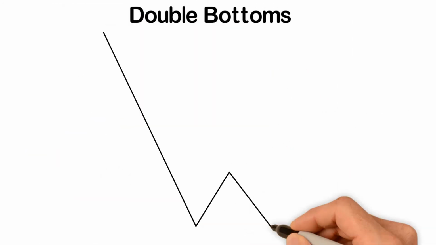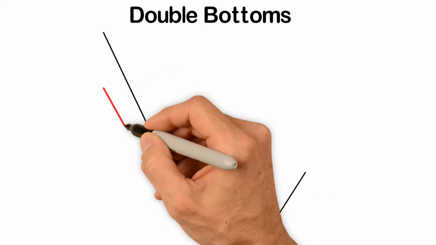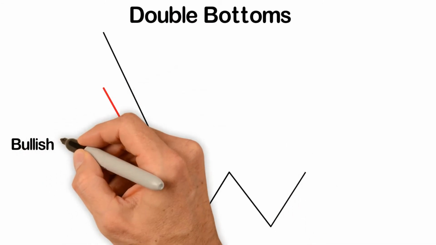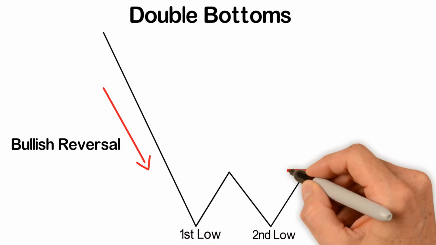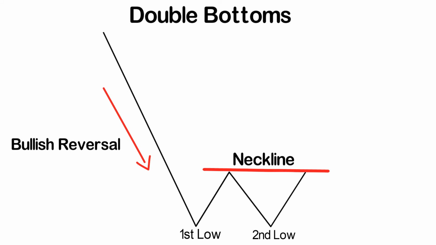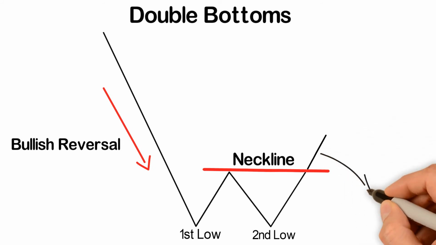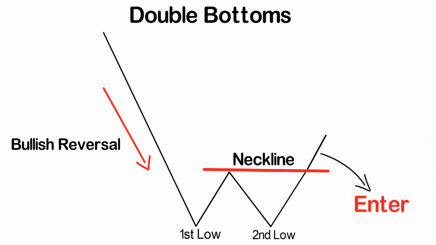Double bottoms. Double bottoms are the exact opposite. They form after a strong downtrend and indicate a bullish reversal. They consist of two bottoms of similar lows and a neckline which acts as a resistance. The same is true for the pattern's bearish counterpart. The pattern is only valid when the price breaks the neckline, and we should only enter then.